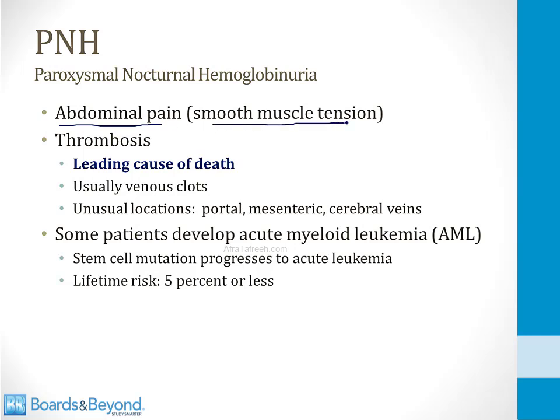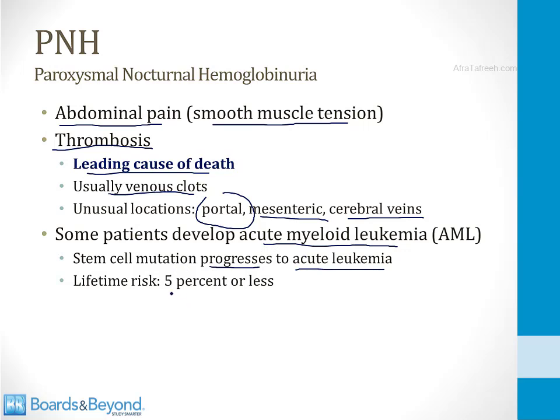And then the second big problem in this disorder is thrombosis. This is the leading cause of death. These patients are hypercoagulable, and they often develop venous clots, and they tend to get them in unusual locations like the portal vein or the mesenteric veins or the cerebral veins. In addition, because this disorder involves abnormalities of the hematopoietic stem cells, some patients develop acute myeloid leukemia, or AML. Sometimes the stem cell mutation progresses and they develop acute leukemia.